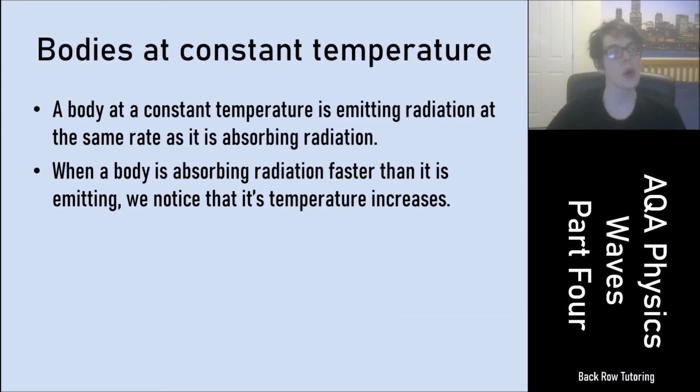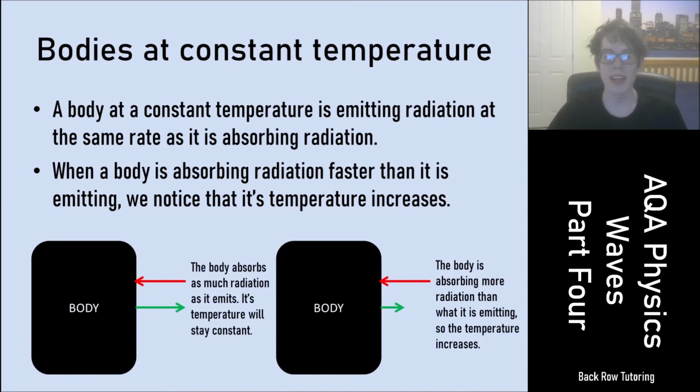Now, we need to know about bodies which are at a constant temperature as well. A body which is at constant temperature is emitting radiation at the same rate as it is absorbing radiation. When a body is absorbing radiation faster than it is emitting, we notice that its temperature increases. So if an object is in thermal equilibrium, which just means the same temperature as its surroundings, it will be taking in as much radiation as it is giving out. It will be absorbing as much infrared radiation as it is emitting infrared radiation.